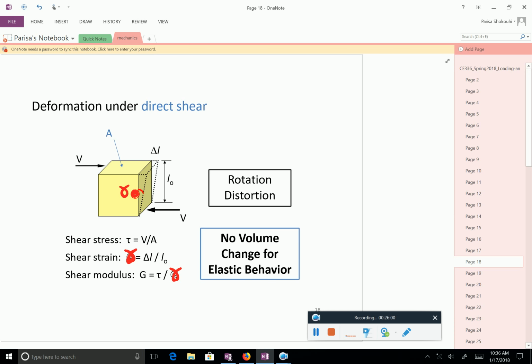So shear stress is just the force over the area. In this case, the force and area are parallel. Shear strain is this deformation over the length. You can think about it, if you consider this an angle, it looks a lot like tangent, right? What you are calculating looks a lot like the tangent of theta.